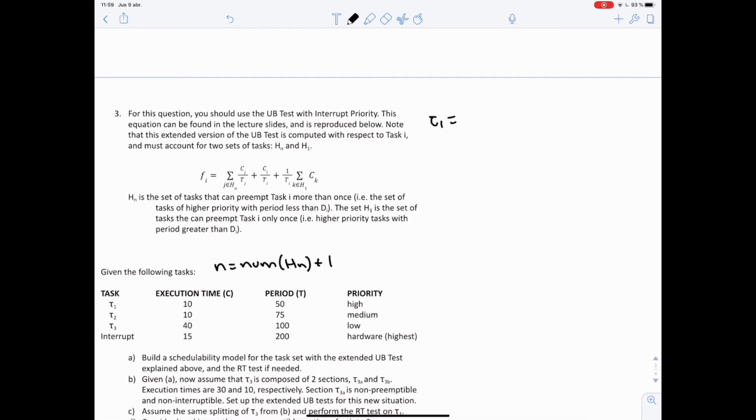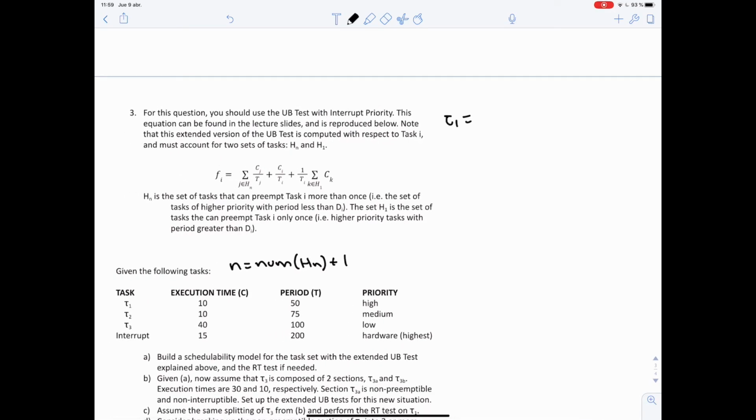So task 1 doesn't have any tasks that have a lower period than itself. So we have nothing in HN. So this will just be the center term right there. And we will have 1 in the H1, which will be the interrupt, which will be like this. We don't put the period of the interrupt in this one, at least for tasks in H1. We actually just use the period of the current task, so TI. So we will use 50.